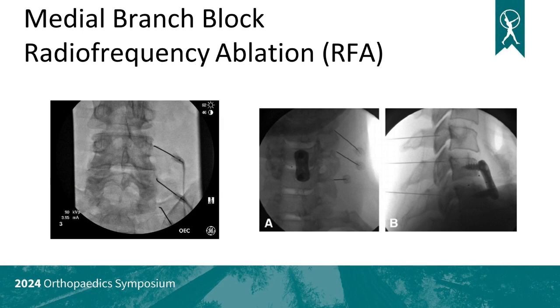As I mentioned, radiofrequency ablation. The difference with this is once you've proved you've got your diagnostic block, you're going in there and deadening those nerves. So you're basically heating them up. You attach these probes to the needles, and you heat up the medial branches for 90 seconds at 80 degrees Celsius. And the idea here is, again, we deaden those nerves.